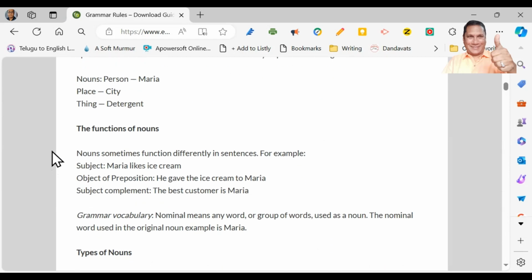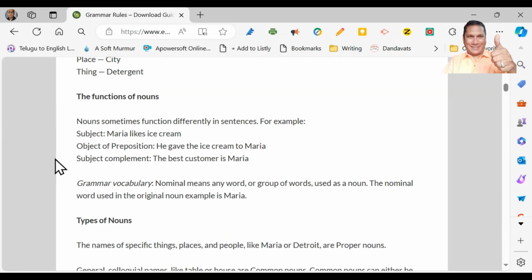And now, what are the functions of nouns? Okay, here they are. Nouns sometimes function differently in sentences. Nouns have other duties also. Apart from naming, the noun words have some other duties. What are they? Nouns are subjects. Here, subject: Maria likes ice cream.